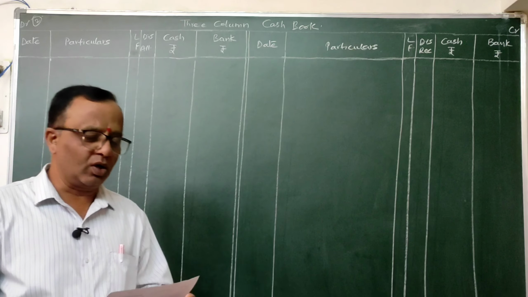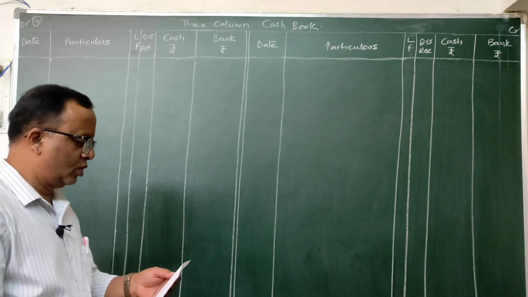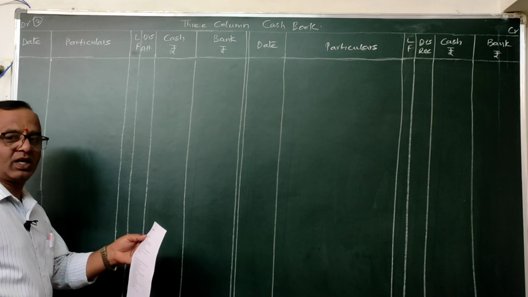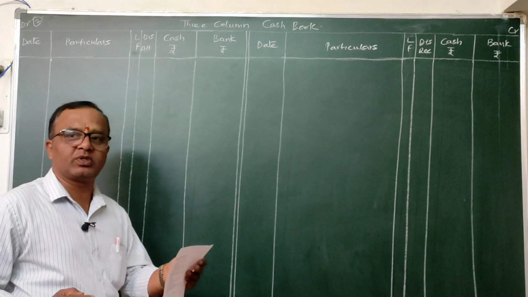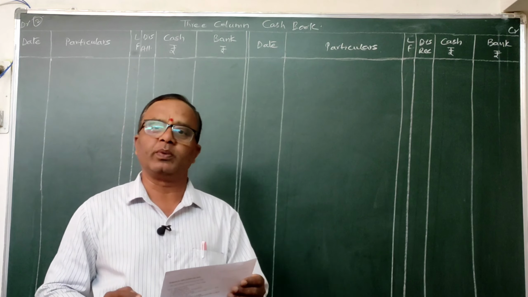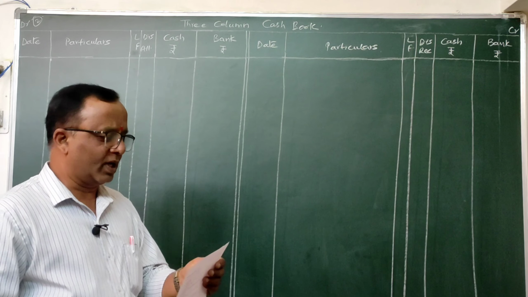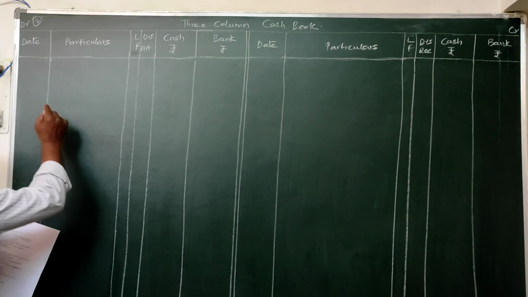Let's take problem number 3 on 3-column cash book. So, this is 3-column cash book. The ruling is like that. So, let's take our third problem. I have kept the problems in the description. Before going through the video, please go through the problem. Then you will be able to understand my problem in a correct manner. So, let's do this particular problem.